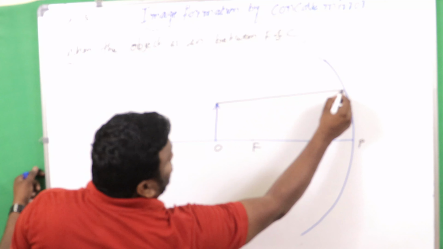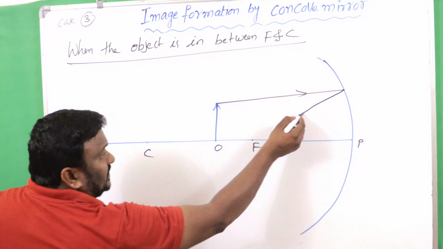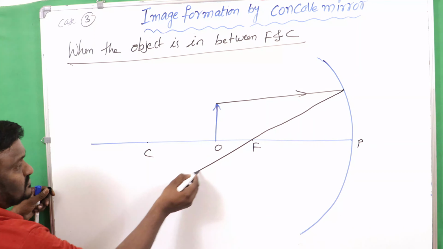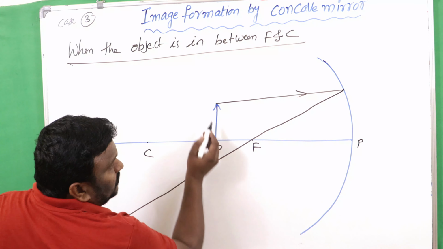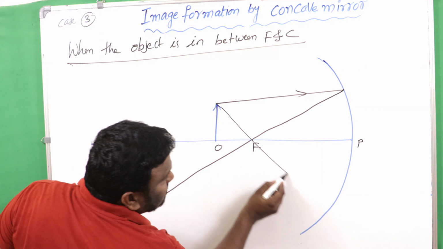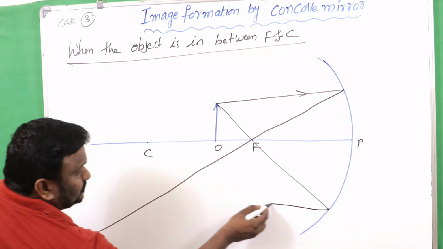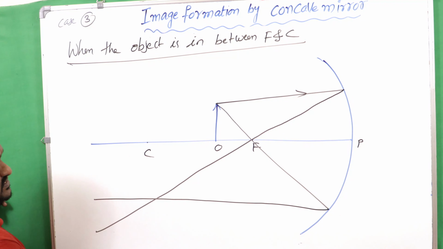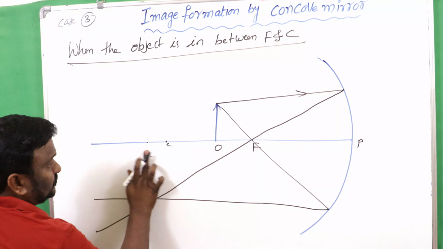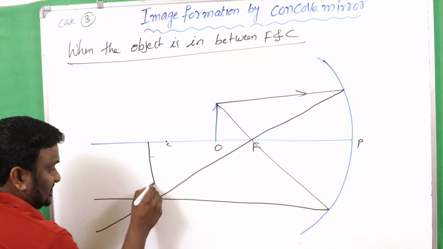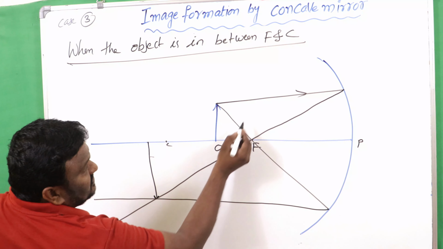From the object, the ray is moving like this. It is parallel to the principal axis. After reflection, it is passing through the focus. Clear? Next one. The ray is passing through the focus. After reflection, that should be here. Simply I am showing here. This is the C here. We are getting the image now here like this. Where the two reflected rays meet, there we will get the image. Clear?